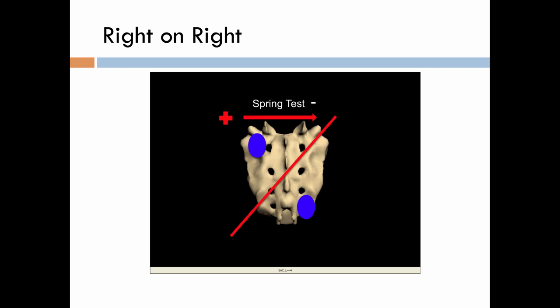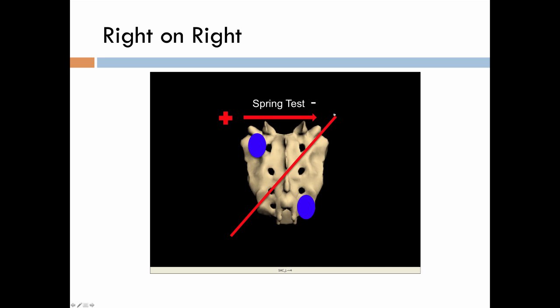And then the spring test is negative. So we know that the base of the sacrum can move anterior. So if the left side of the sacrum is deep, it means it's facing to the right. So it is a right-facing sacrum on a right oblique axis, or a right-on-right dysfunction.